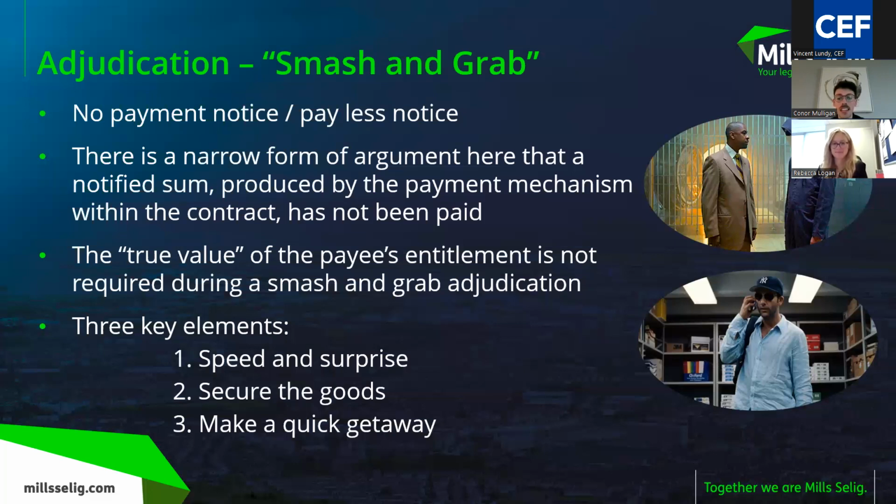Smash and grabs can often be decided within the 28-day time limit, because often the responding party might have little or no defence. Because what you see is that the responding party, if they're unaware of their failure to issue a payment notice or their failure to issue a pay less notice, will undoubtedly be taken by surprise with receipt of a notice of adjudication. Similarly, in the film, Clive Owen has a plan, acts quickly, and takes the bank by surprise in broad daylight. Number two, secure the goods.